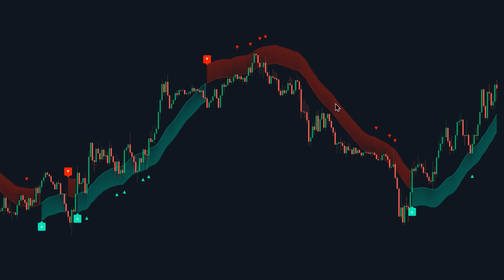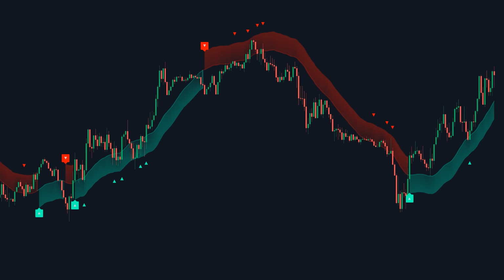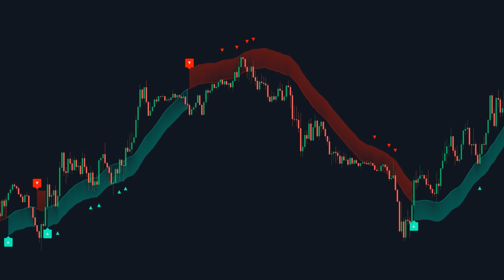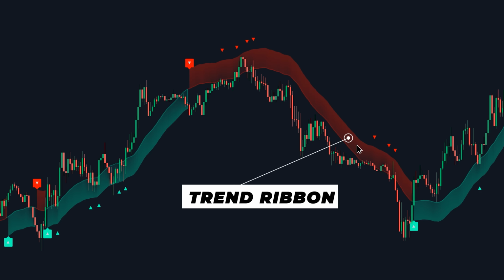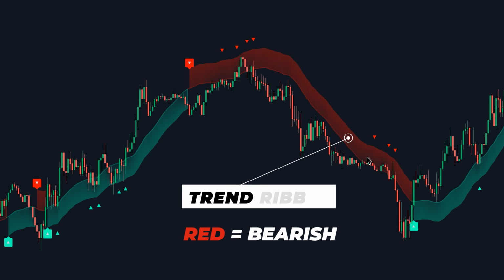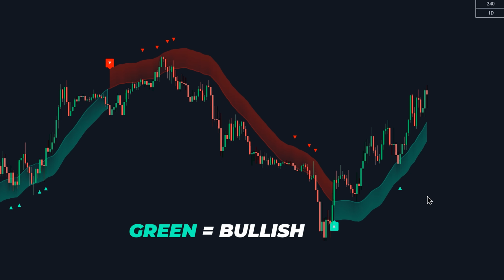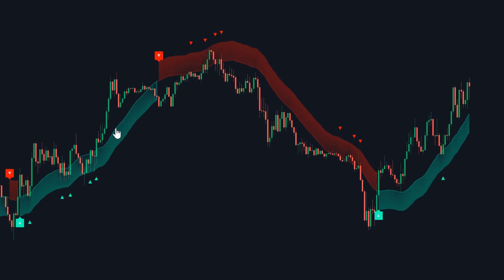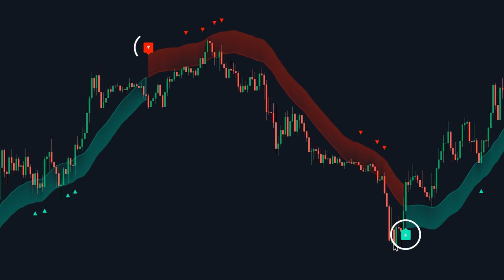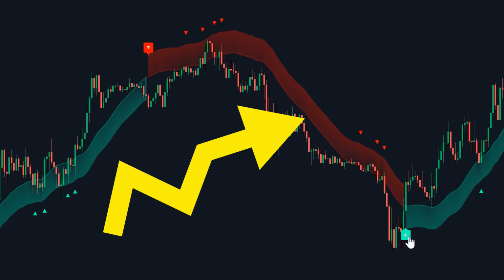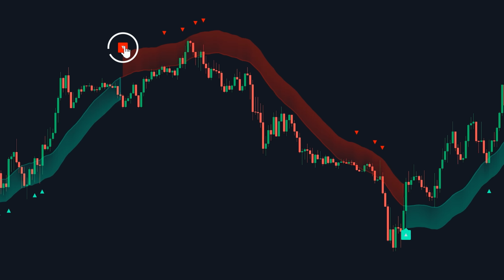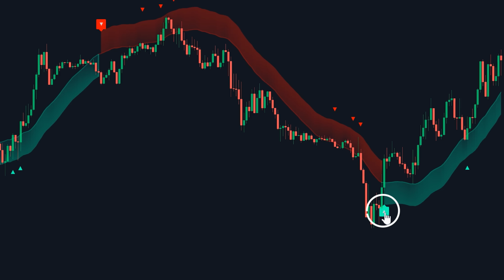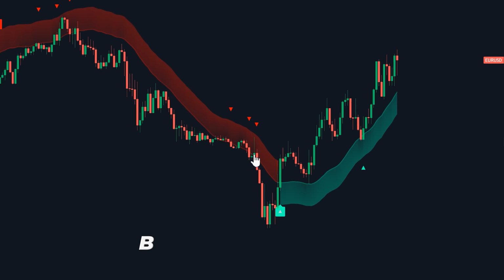Now, looking at this indicator, you can see it's super straightforward. It's made up of the following components. Per usual, we have the trend ribbon, which changes color between red for bearish trends and green for bullish trends. This trend ribbon is based on the average true range, or the ATR indicator, which helps reduce false signals. We also have red and green arrows to indicate transitions between bullish and bearish trends. A red arrow is going to be printed whenever the market shifts from bullish to bearish. Conversely, a green arrow is going to be printed whenever the market shifts from bearish to bullish.